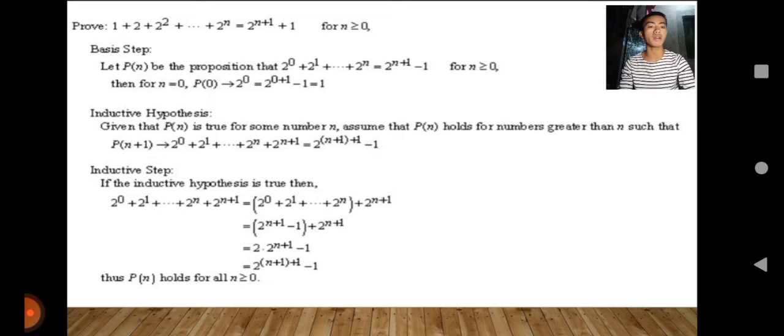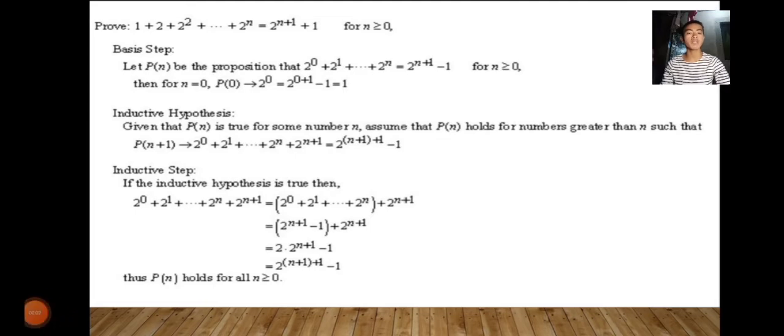assume that P(n) holds for numbers greater than n, such that P(n+1): 2^0 + 2^1 + ... + 2^n + 2^(n+1) = 2^((n+1)+1) - 1.